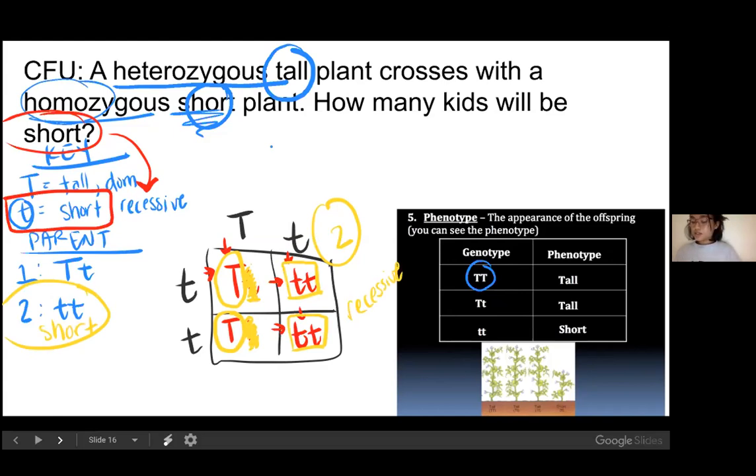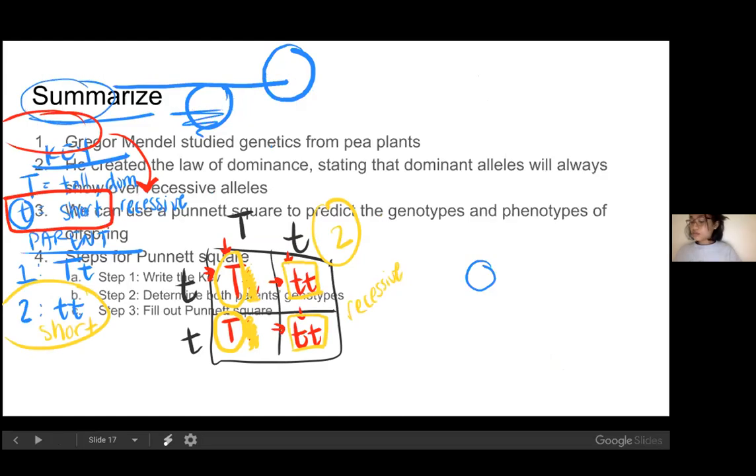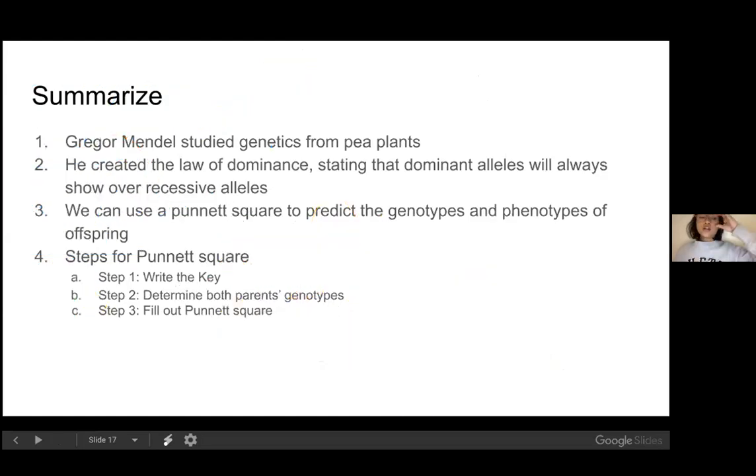All right, next slide. All right, so to summarize, we found out that the scientist named Gregor Mendel studied genetics for the first time using pea plants. He created the law of dominance, which just means that dominant alleles, or the capital alleles, will always show over recessive alleles. So even if my allele looks like this, my dominant allele is always going to overshadow that little one, so it's always going to come out no matter what it is.